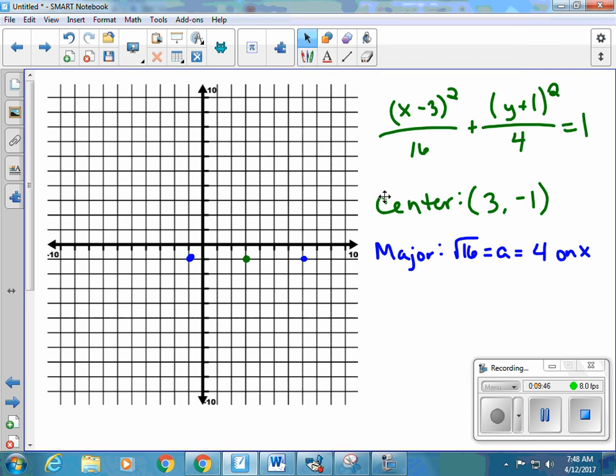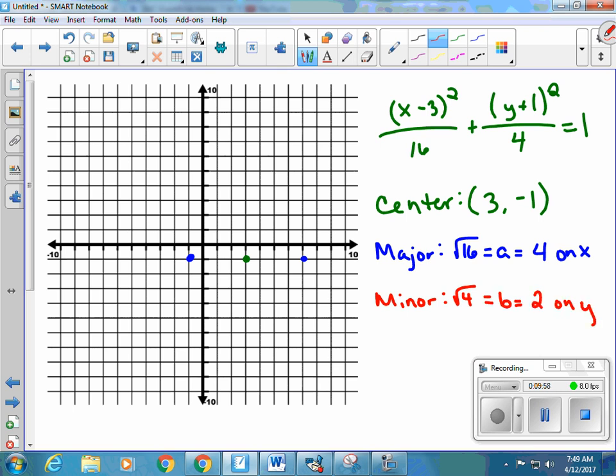So that's where my major is. Now my minor is the square root of 4, which is my b, so that's 2, and that's on the y. So now that I've got my endpoints for my major and my minor, I can now connect my ellipse. Ooh, that end part was not good. I don't know if that made it any better. Anyway, so that's how you graph it.